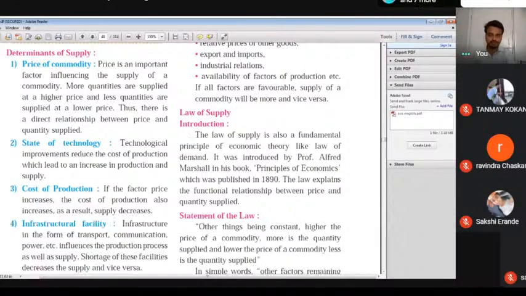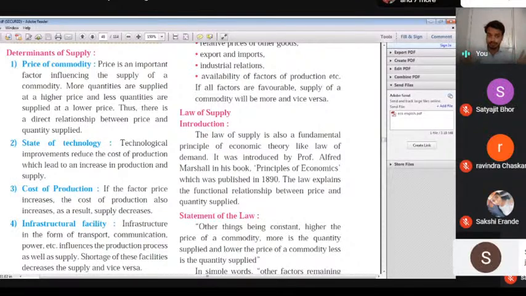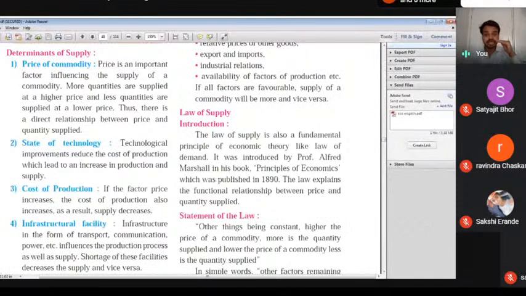When we think about Apple mobile, in the market there are lots of Apple mobiles because the demand for Apple mobiles is always high. More quantity is supplied at a higher price and less quantity is supplied at a lower price. If a mobile's price is less, no one purchases the mobile. That is the important point.